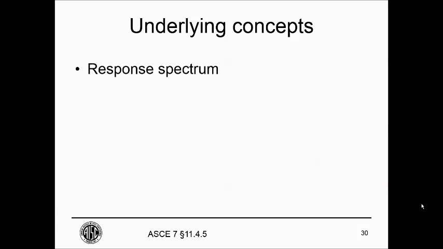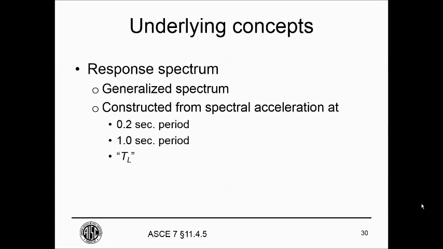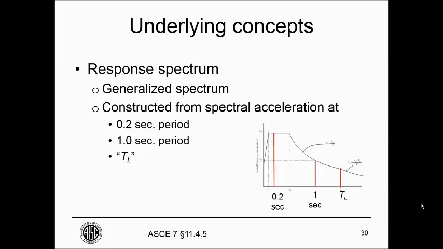Right. Using the ASCE 7 method, we construct a seismic response spectrum, as we discussed. The code gives us a method of constructing a generalized spectrum from maps. There are maps of 0.2 second period, 1 second period, and this T sub L. And they can help us produce a spectrum that looks more or less like this.